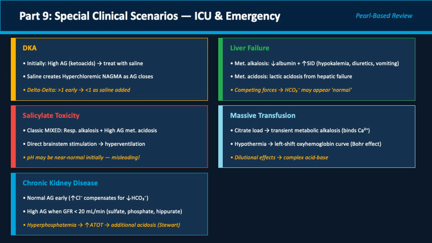And the last scenario, massive transfusion. 3 things to remember. 1, citrate in blood products binds calcium. Ionized calcium drops, and so always monitor it. 2, cold blood causes hypothermia, and oxygen doesn't release to tissues as well. And number 3 is large blood volumes create dilutional acid-base changes. Use Stewart approach in massive transfusion. It separates all 3 effects cleanly.